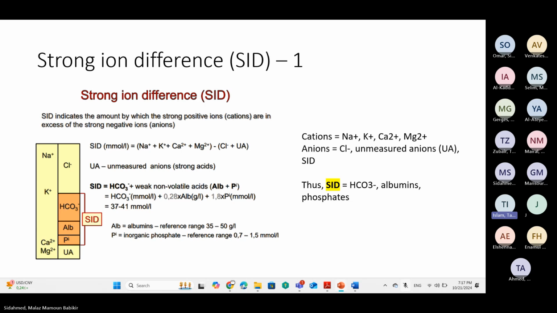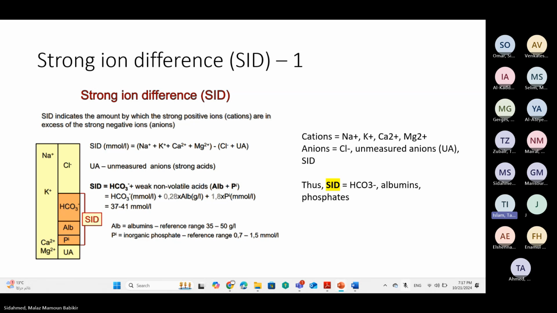And there's the second thing, which is strong ion difference, or SID. I'll be referring to that as SID from now on. SID has a complex way of being derived, but the main takeaway is that the parameters in SID are bicarbonates, albumins, and phosphates.